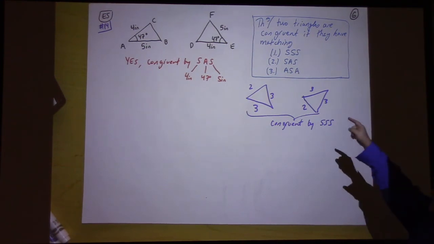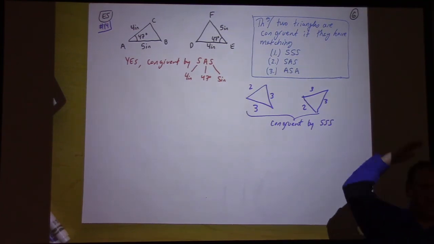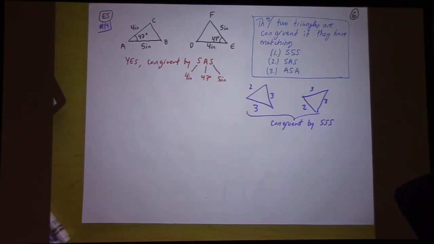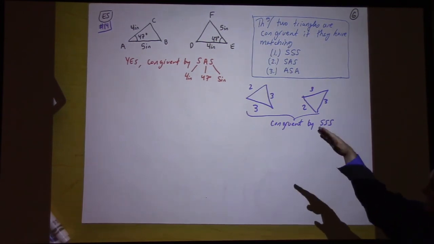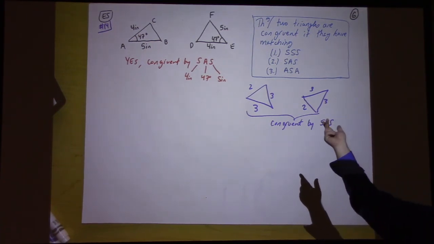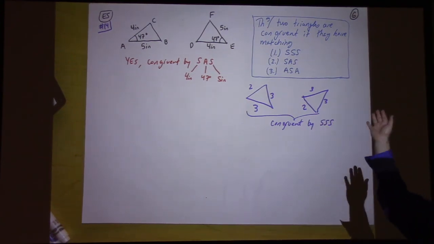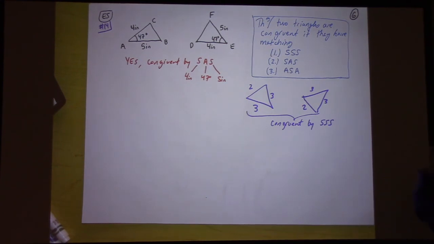So we have to have the 4 match the 4, the 5 match the 5, and the 47 is the angle between them. If one of these is true, the other two are also true, because if the two triangles are congruent, the missing third side is also the same length. We don't know what it is, but the unlabeled side length, whatever it is, has to be the same, because if they're congruent, then all these things are true: side matches, side matches, angle matches. But anyway, the answer here was yes, it's congruent by the SAS theorem.